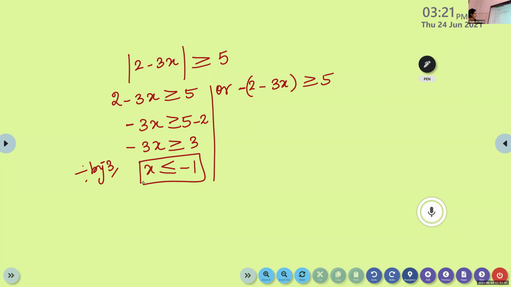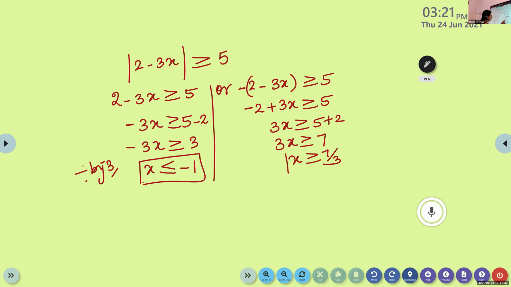Now look at the second case. When you open the bracket, it will become minus 2 plus 3x is greater than or equal to 5. We can write this as 3x is greater than or equal to 5 plus 2. So 3x is greater than or equal to 7. So x is greater than or equal to 7 by 3.